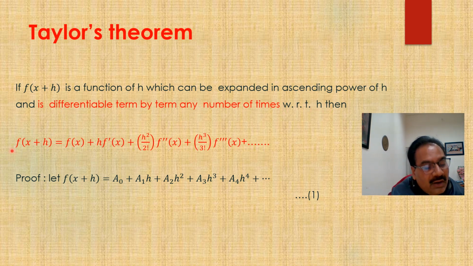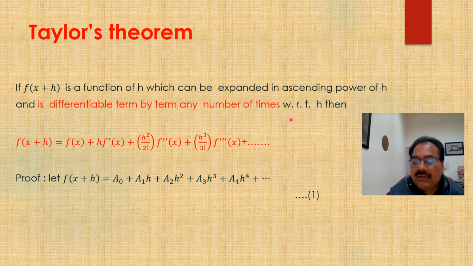h, then we may express this as f of x plus h is equal to f of x plus h times f dash x plus h square by factorial 2 f double dash x plus h cube by factorial 3 f triple dash x and so on. Let us look at the proof.